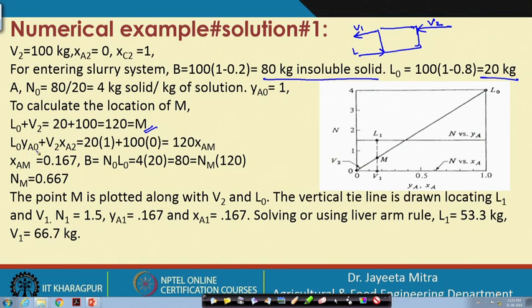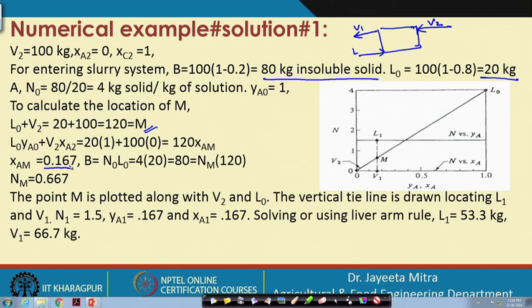Then component balance, when we do L 0 into Y A 0 plus V 2 into X A 2, that is equal to 20 into 1 plus 100 into X 2, and this is equal to M into X A M. So, putting the value, we are getting X A M as 0.167. So, this is very important.